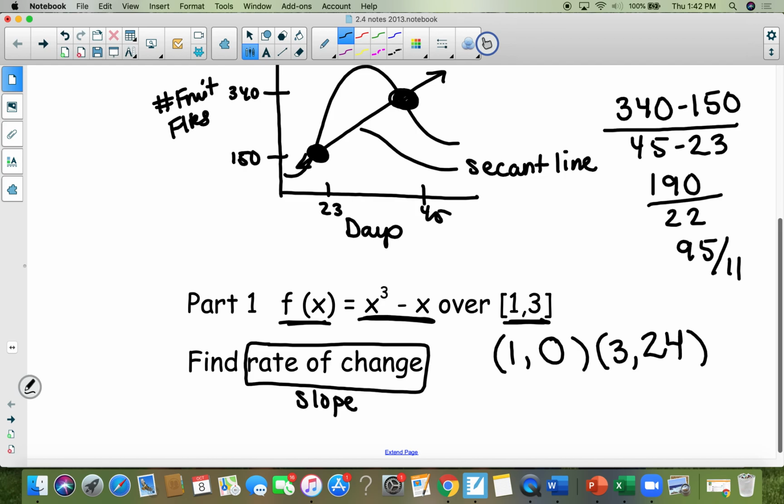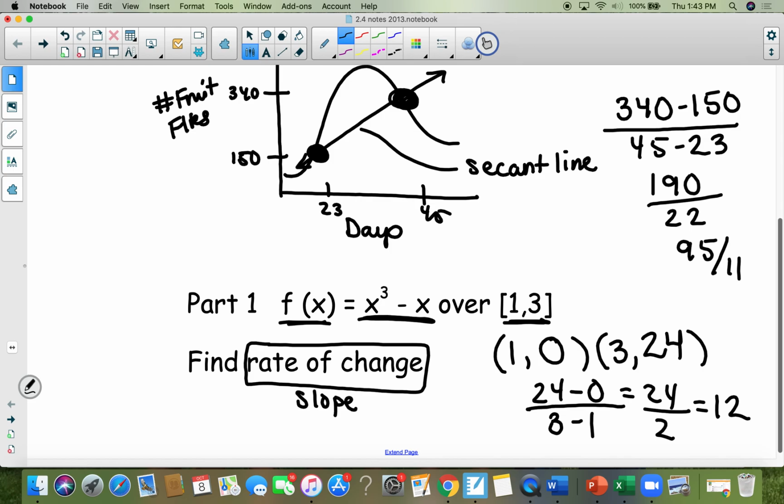So if they ask you to find the rate of change over the interval of 1 to 3, if I were you, I'd make an ordered pair, and then now you just have to do y minus y over x minus x. 24 take away 0, divided by 3 take away 1. 24 divided by 2, which is equal to 12.